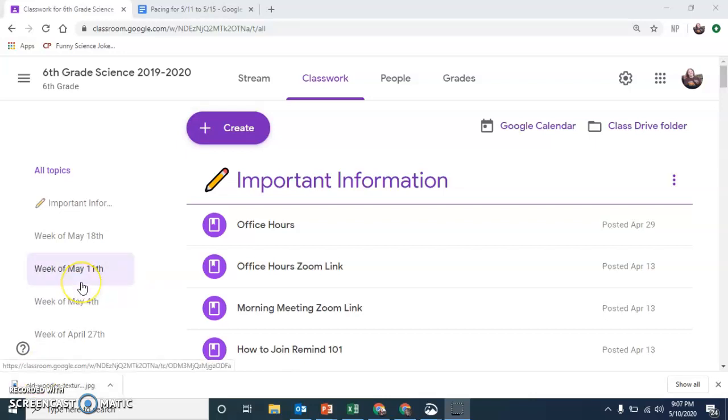So first thing I want you guys to notice is along the side, it may say week of the 18th. I'm starting to get things together for you guys for next week, so just ignore that for right now if it's on yours, and if not, it's not really a big problem.